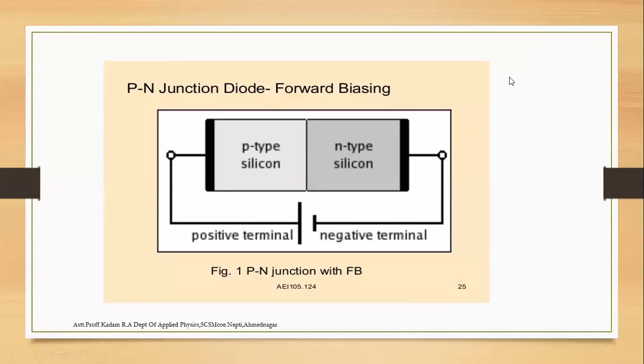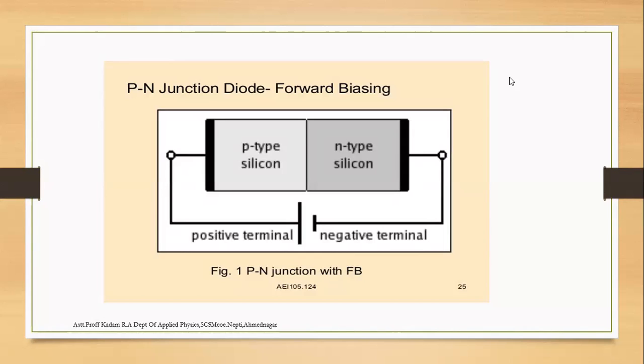Then the extrinsic type of semiconductor is the N type semiconductor and the P type semiconductor. The N type is pentavalent and the P type is trivalent. An example of pentavalent impurity is phosphorus, and for trivalent impurity, aluminum is the example we know. The important thing about N type and P type semiconductors is that in N type the majority carriers are electrons and the minority carriers are holes, and in P type the majority carriers are holes and the minority carriers are electrons. That is the basic difference between them.